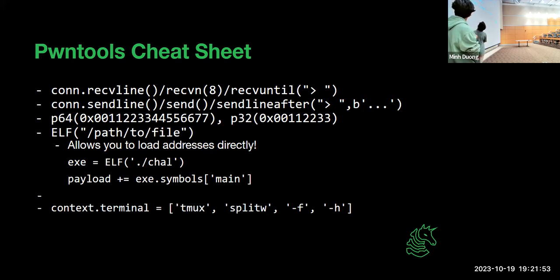One of the important things that will become more prevalent as you do more complicated exploits: there's a class called ELF. You can say ELF and then provide a file or libc or something, and you can access the symbols and addresses from that file directly, like a dictionary. And additionally, if you're using TMUX, I like to split it vertically, so you can copy this line to cause TMUX to automatically split vertically when you're starting GDB.